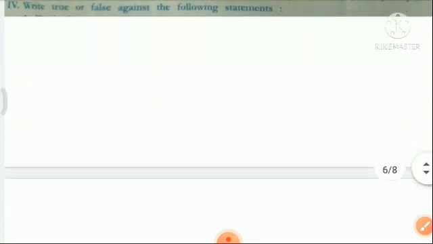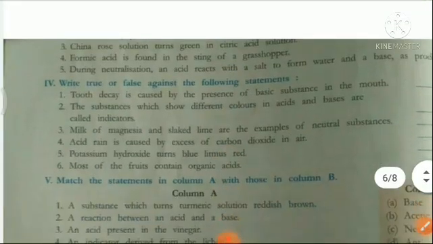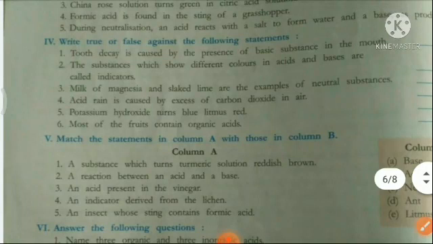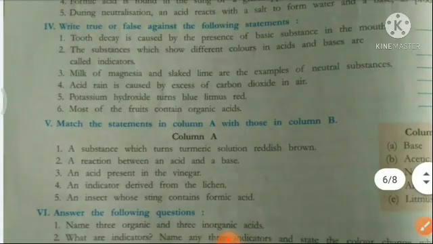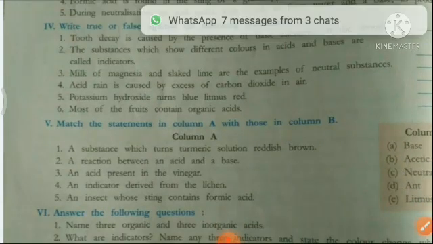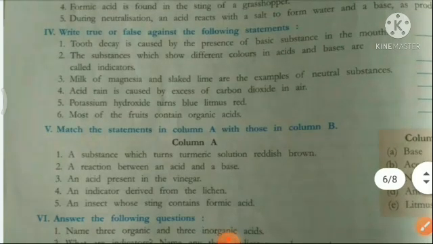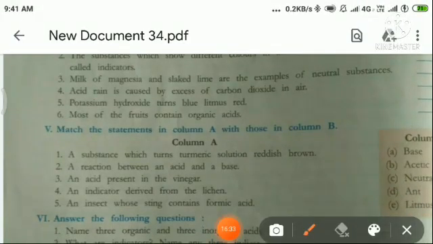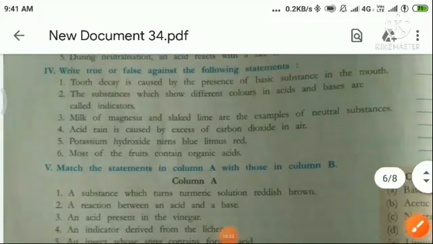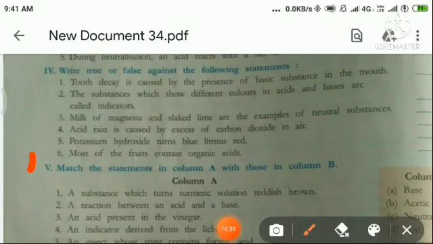Now we'll be going to question number 4. Okay, so we have to write true and false. So the tooth decay is caused by presence of basic substance in the mouth. So this is the first. This one is completely false. Okay, so tooth decay is caused by presence of acidic substance in the mouth.